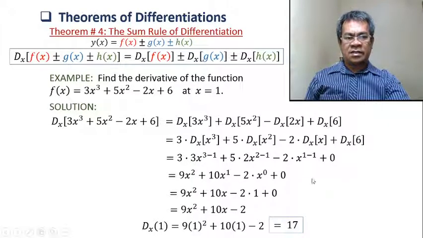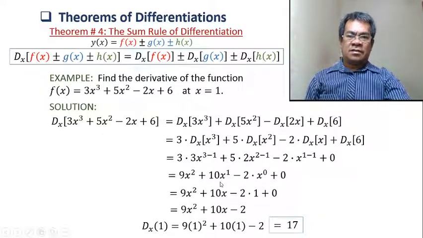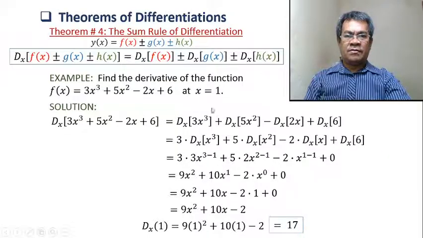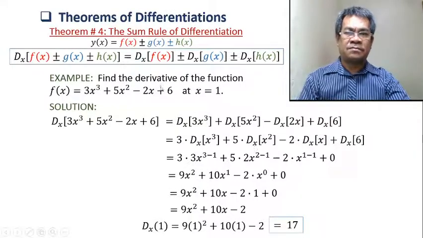And the answer is 17. Okay, so that's it. We are able to find the derivative of the function of two or more functions added and subtracted. So this we call the sum rule of differentiation.